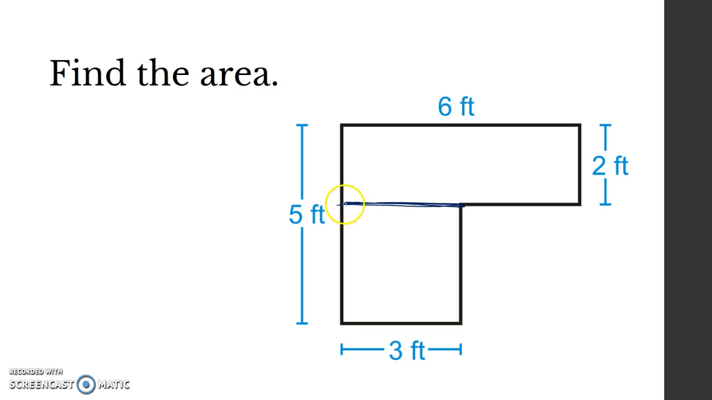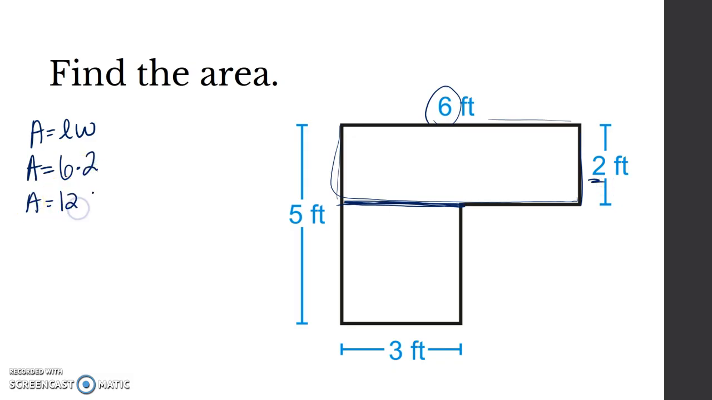So since I drew my line here, I am going to start with this top shape. It is a rectangle. I am given the length and the width. So I wanted to start there since I already had all my given information. So length times width, the area of the top rectangle is, the length is 6. The width is going to be 2 here. So our area is 12 feet squared.